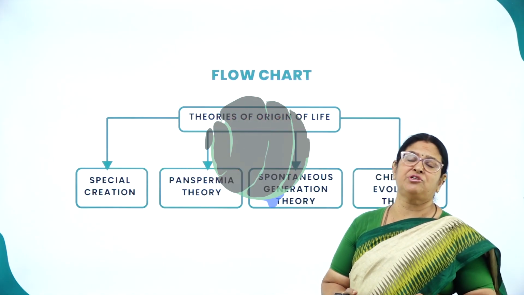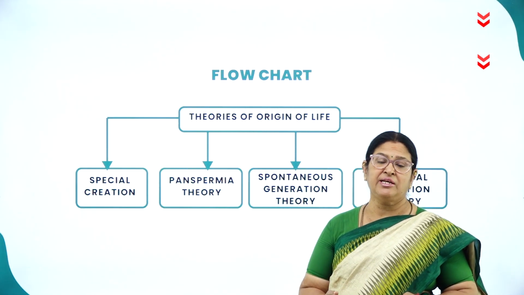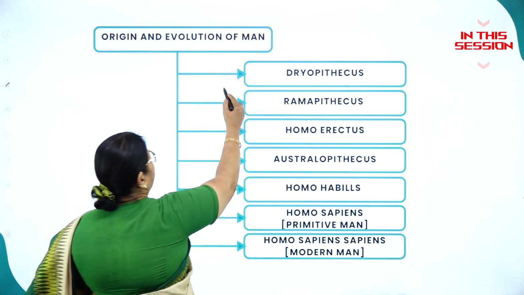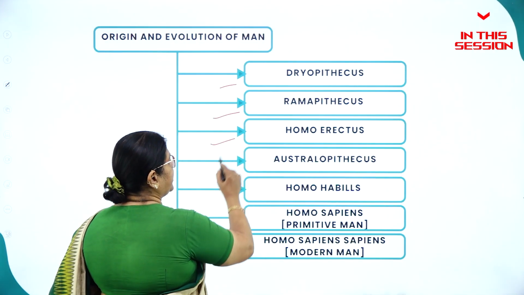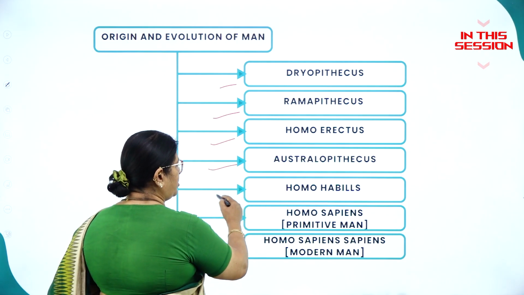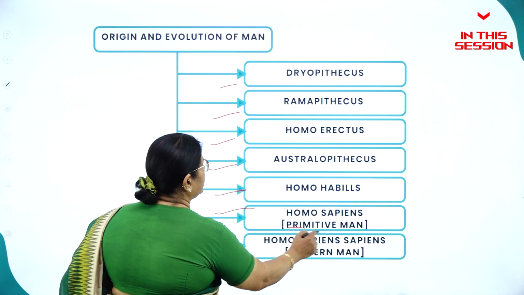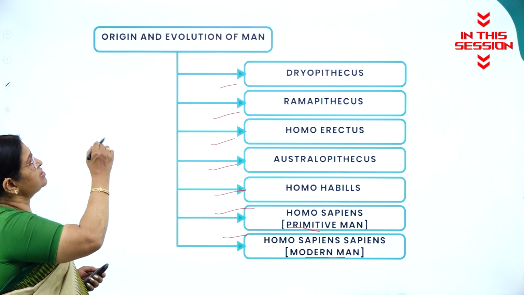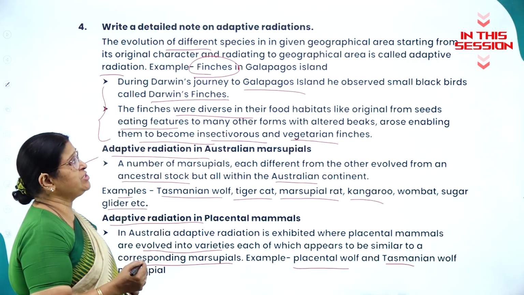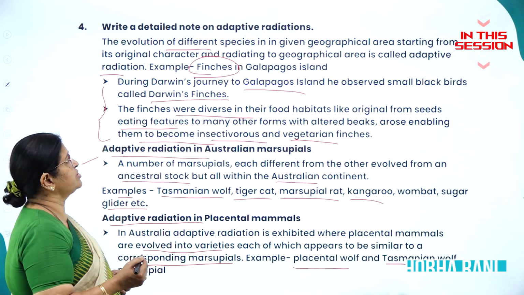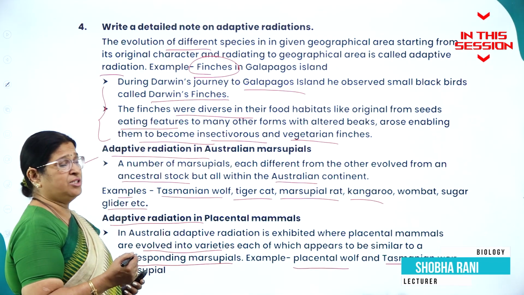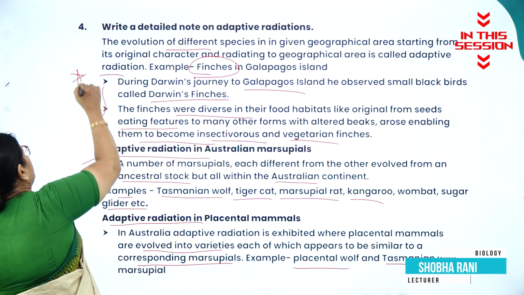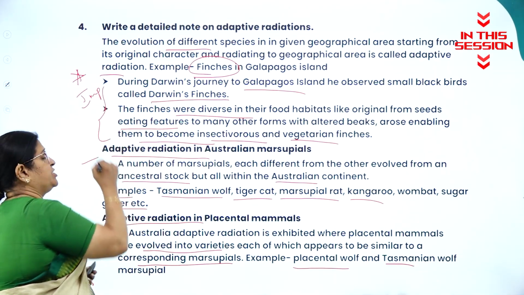What is evolution? Evolution is nothing but the gradual changes that have taken place in animals in due course of time. The Dryopithecus, Ramapithecus, Homo erectus, Australopithecus, Homo habilis, Homo sapiens, which is the primitive man, then the modern man called Homo sapiens sapiens. So this is the evolution of man. In a given geographical area, starting from its original character and radiating to different habitats is called adaptive radiation. So this is a very important question from examination point of view.